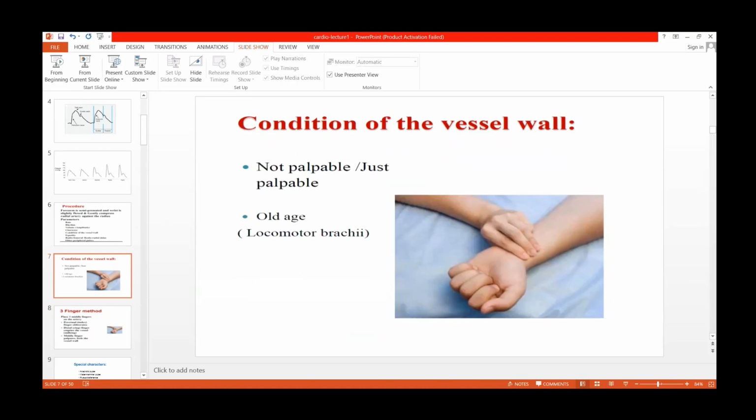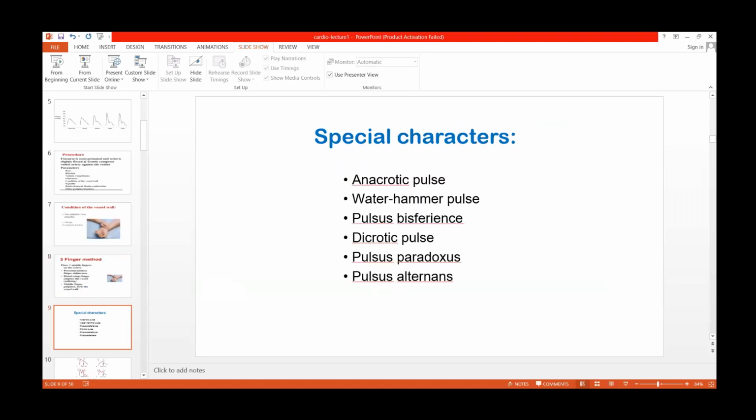The vessel wall is normally not palpable, and if it is palpable, it suggests advanced atherosclerosis, mainly in old age or in diseases like hypercholesterolemia. So this is another important thing for the exam.